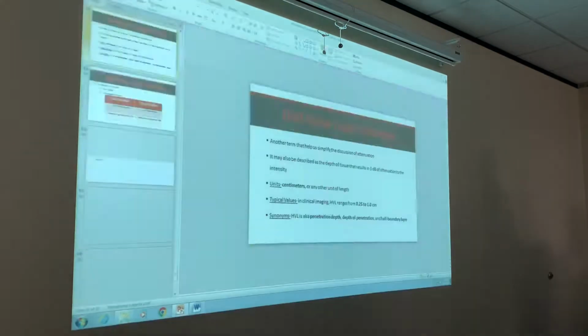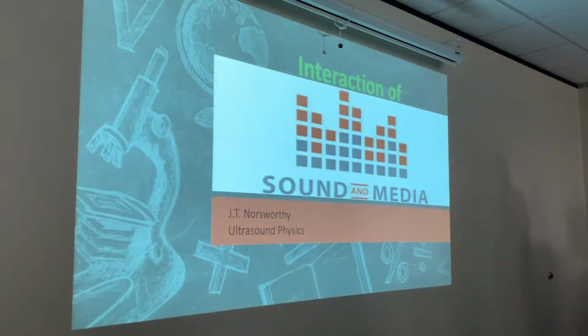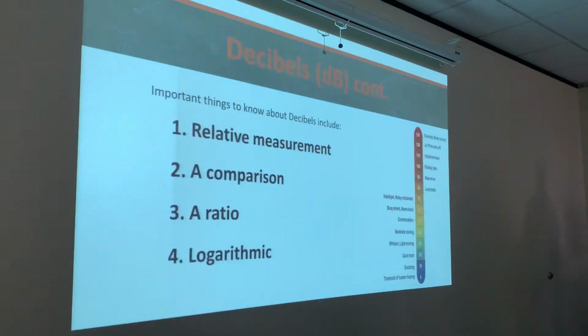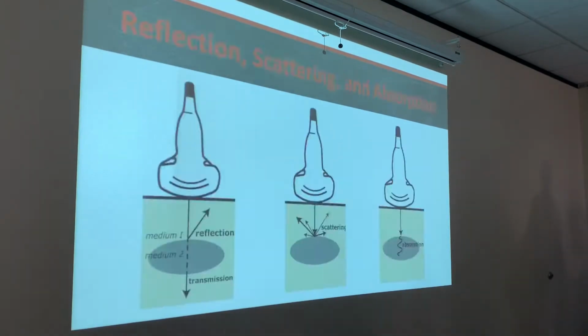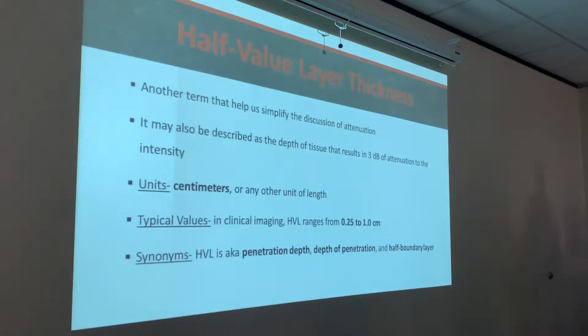So it's just another term to help us measure or describe attenuation. It may also be described as the depth of tissue that results in 3 decibels of attenuation in intensity. Of course, because that's half. An attenuation of 3 decibels is going to be 1/2 of the original intensity, right? See how it's all just connected? It's just going to build up.